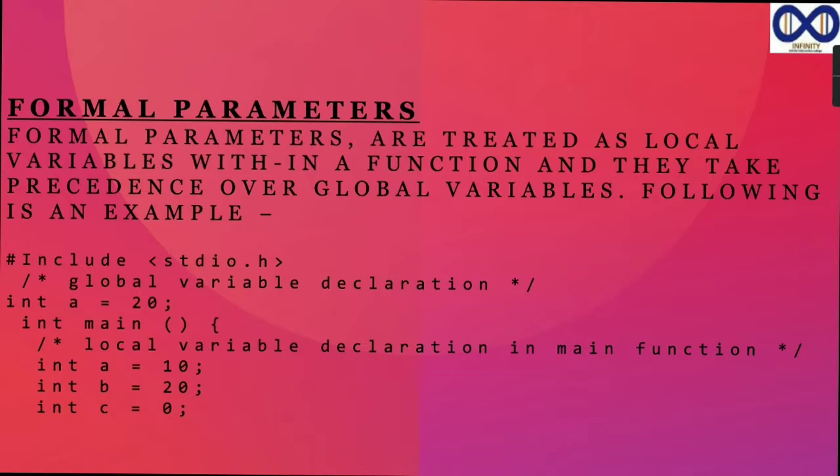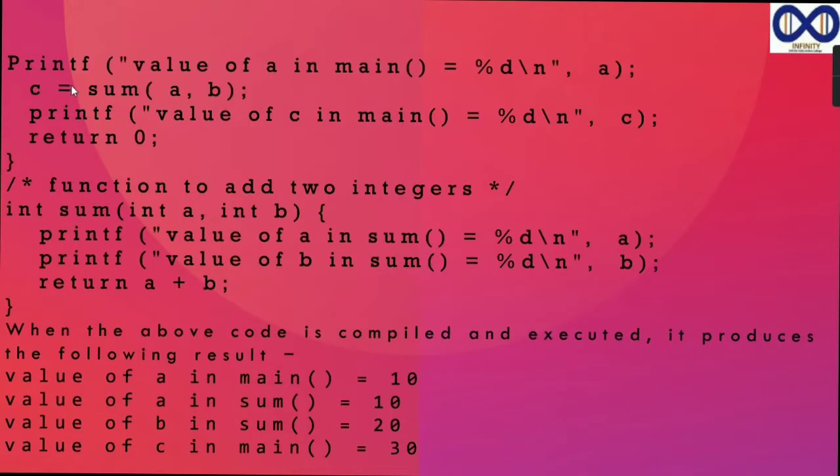Now formal parameters. The formal parameters are treated as local variables within a function, and they take preference over global variables. Following is an example that includes stdio.h. Here is the global variable declaration int a equals 20, then int main. In the main function the local variable declaration is int a equals 10, int b equals 20, int c equals 0. Then the value of a in main is printed with percentage d slash n, and c equals sum of a comma b. So the sum of a and b is calculated.